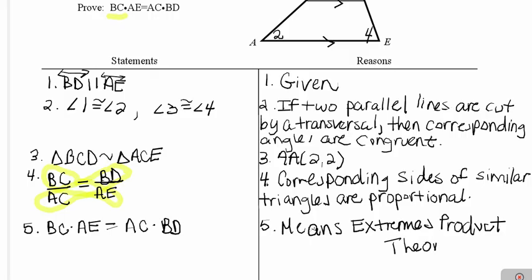So hopefully now you have a better idea of how to prove triangles similar and then take it a couple steps further, using that definition of similarity to take these 2-column proofs a couple steps further.